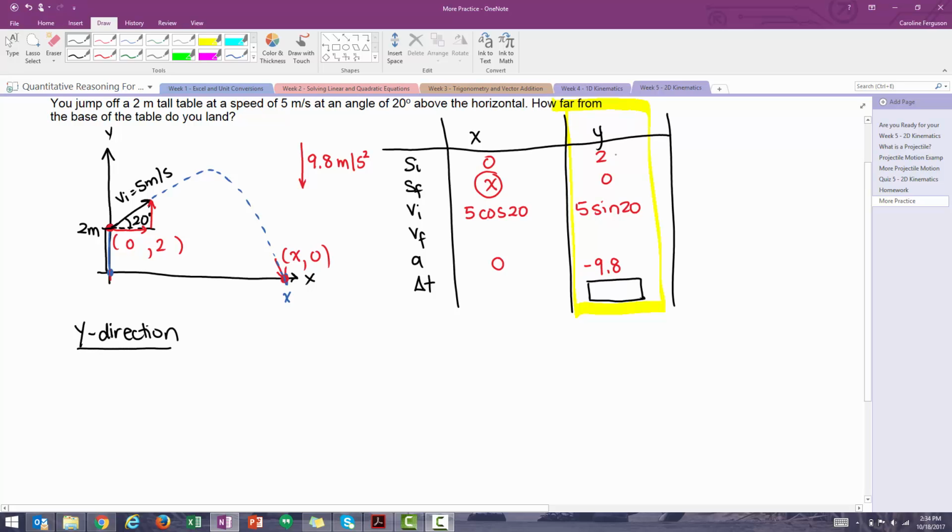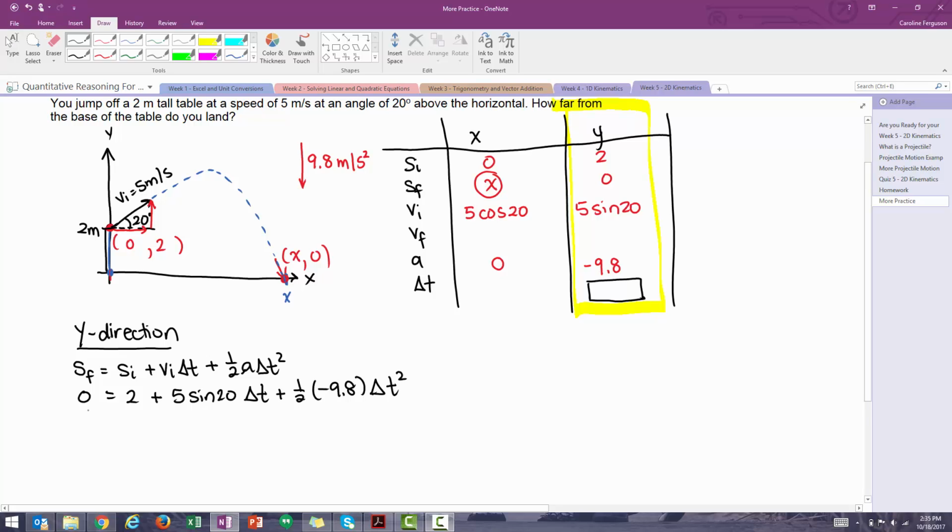And I know my S initial, S final, V initial, A, and I'm looking for delta T. So I look at my 3 kinematic equations, and I'm going to choose the first one, because it has all the variables I'm looking for in it. Okay, so my S final is 0, my S initial is 2, my V initial is 5 sine 20, my delta T, I don't know what it is, plus 1/2, my A is negative 9.8, and delta T, again, I don't know what it is.